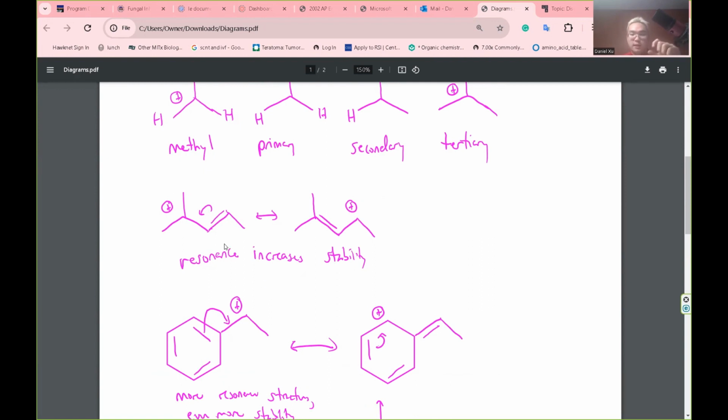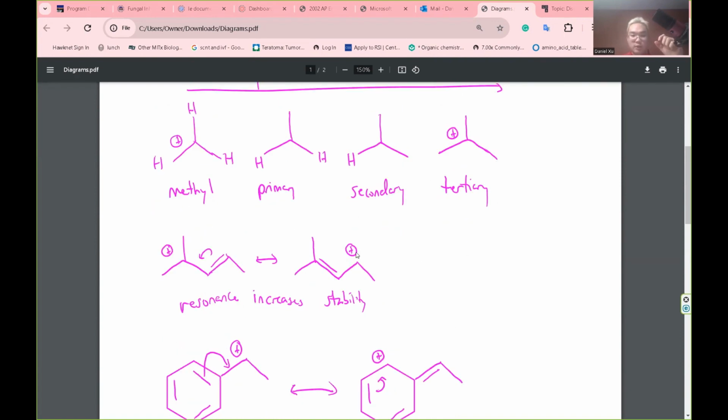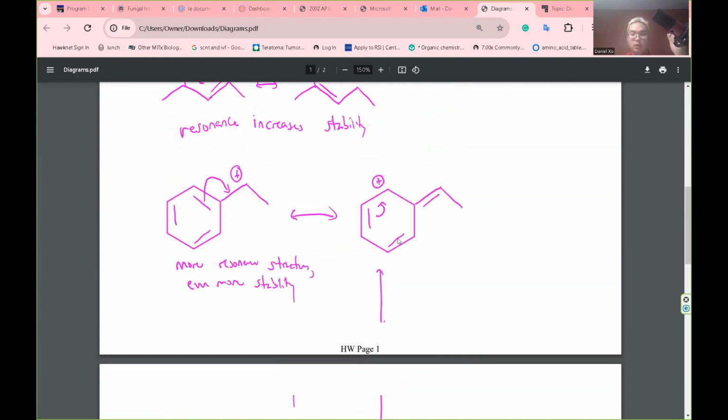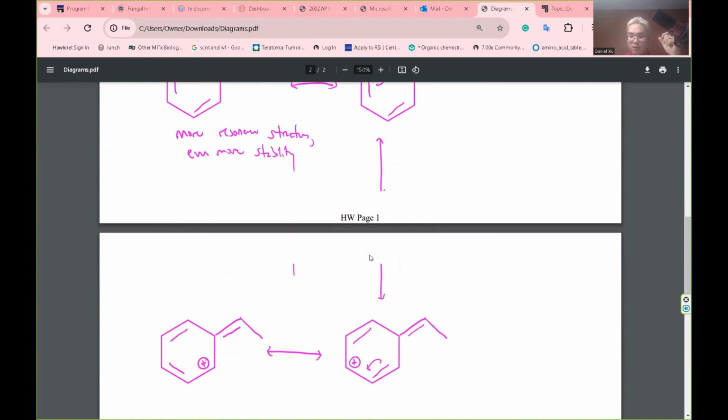Because instead of being, say, a full charge, like in this tertiary carbocation, it'll become a half charge in this allyl carbocation, and maybe something like 1/4 of a charge in this benzylic carbocation. So here you can see that each one of these pi bonds can move over, and this will greatly stabilize the carbocation.